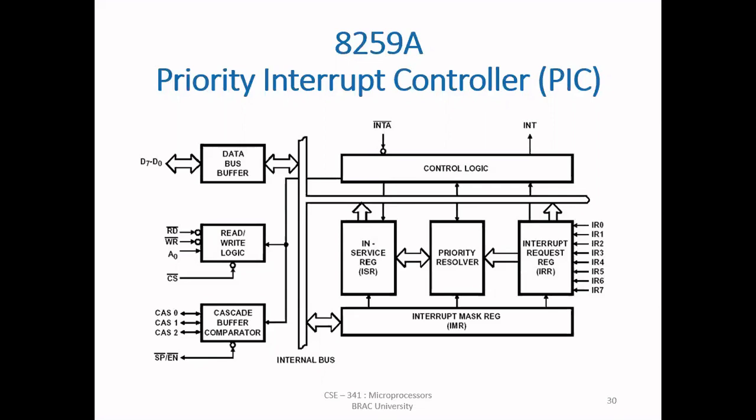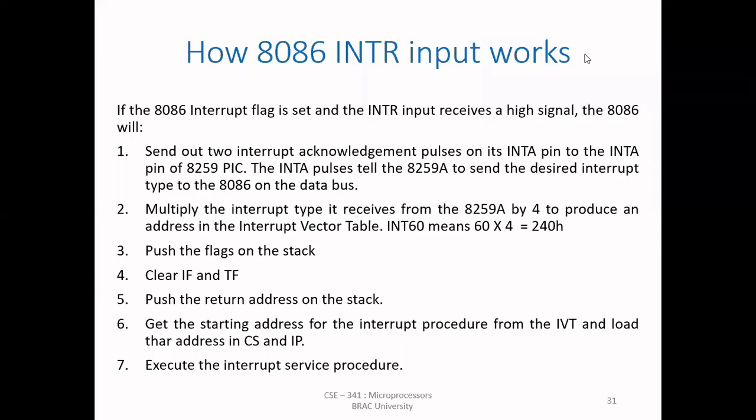In this part of the video, I am going to show how a common programmable priority interrupt controller, I mean PIC, the Intel 8259A, is connected in an 8086 system, how it is initialized, and how it is used to handle interrupts from multiple sources. To show you how an 8259A functions in an 8086 system, we first need to review how the 8086 INTR input works.